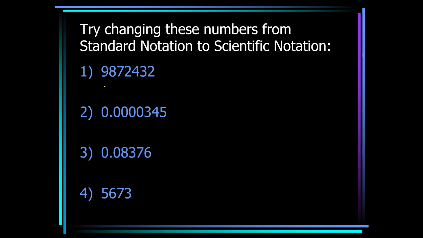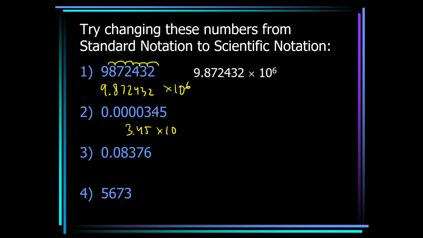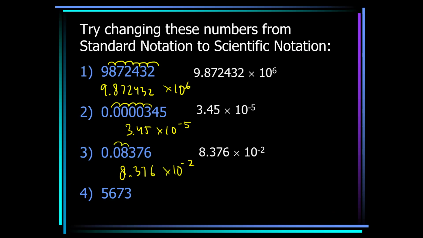How? Okay, let's go, guys. 9.872432. You go how many places to the right? 1, 2, 3, 4, 5. Oh, so fast. 6. Cool. How about this? 3.45. You go left. 1, 2, 3, 4, 5. Therefore, negative 5. 5 times. Okay. So put the detail. You need glasses if you cannot see well. Okay, 8.376. Go left 1, 2. Oh, easy. Negative 2. Right?